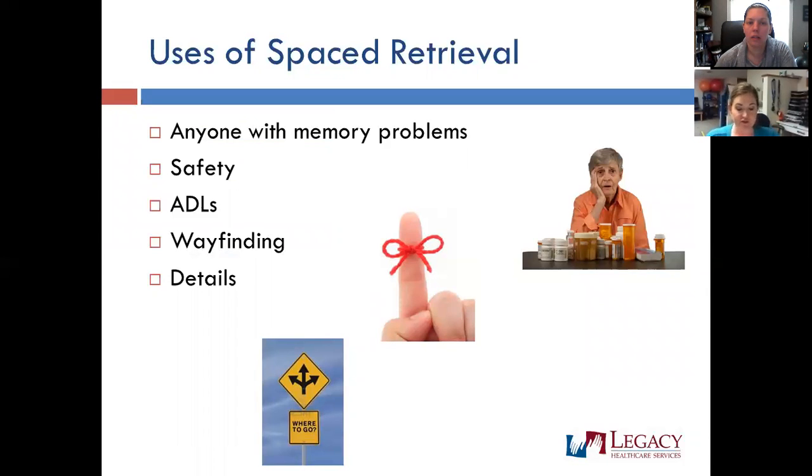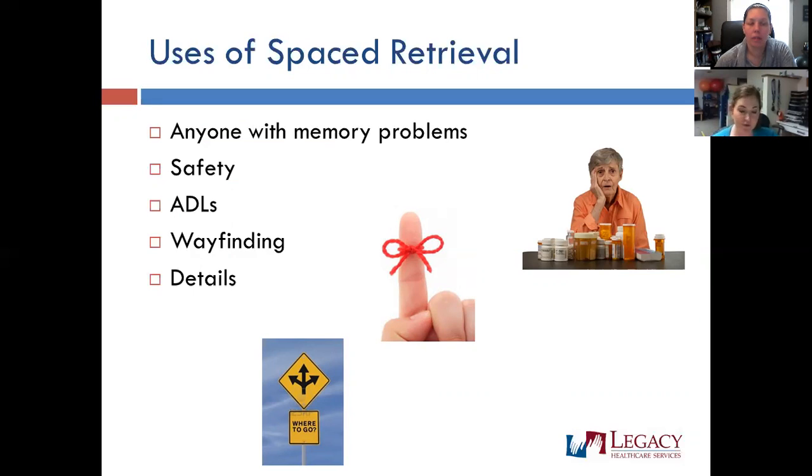Some uses of spaced retrieval. It can be done with anyone with memory problems. I used it a lot on our memory care unit. So an ACL score of usually somewhere between 4.6 and 4.2. I haven't tried it with a high 3 yet, but I did try with a low 3, and I did not have success with a 3.2 recently. But not to say that you couldn't try. There's a screening process, and if they can pass the screening process, then go for it. They might benefit from it.